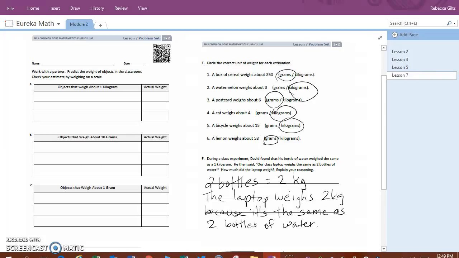All right? So go ahead and, if you haven't already found at least 2 objects for each section on the front side of the problem set, go do that now. If you finish that, you can work on your homework and your exit ticket. See you later.